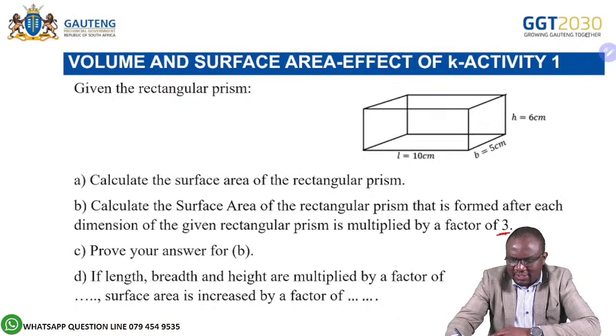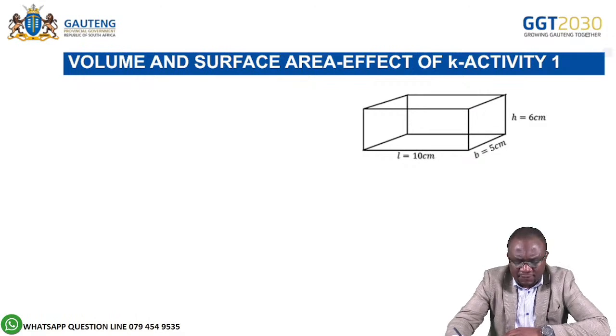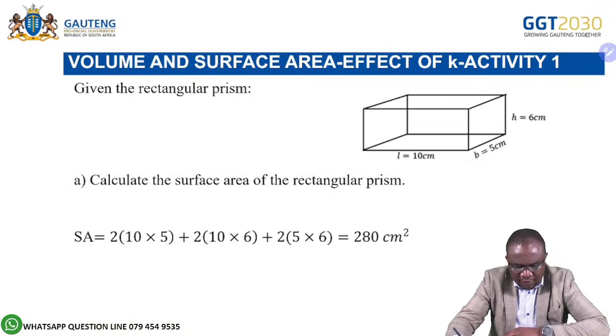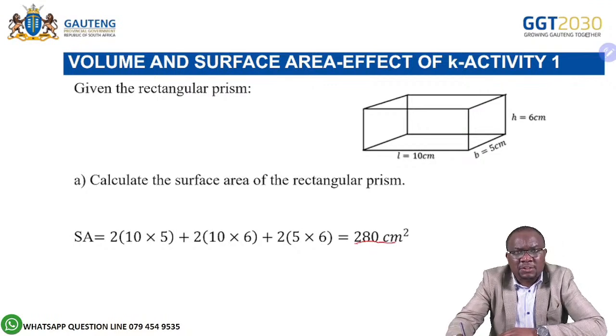Right, welcome back, grade 10. Let's do A and B, and then after that we'll do C and D. Right, so did you manage to calculate the surface area? You're supposed to get the surface area, which was 280 square centimeters, okay? Can you mark that? If you got it wrong, please correct it. That was A. The surface area is 280 square centimeters.